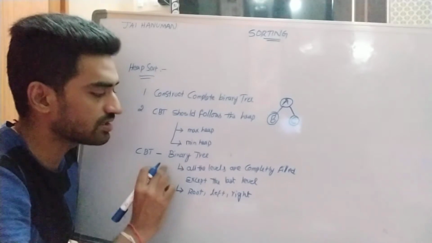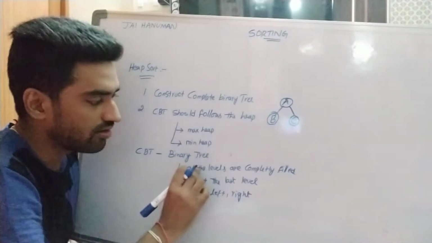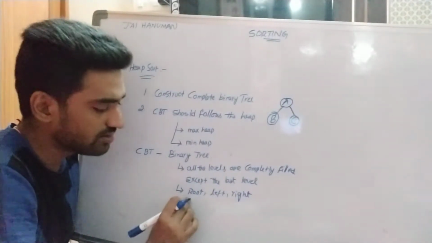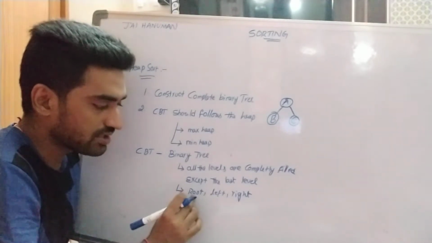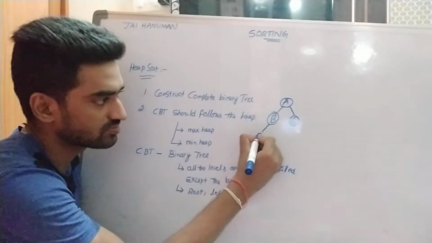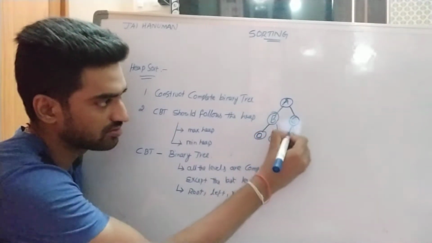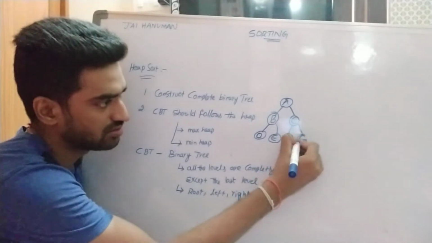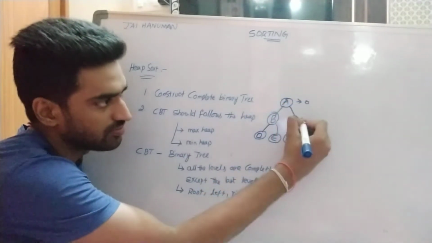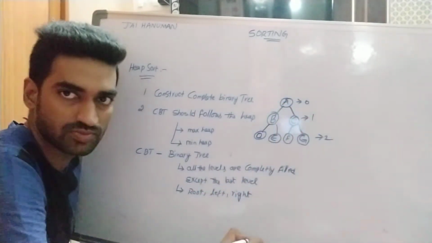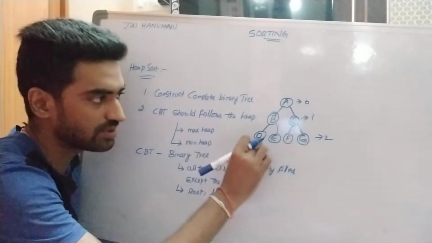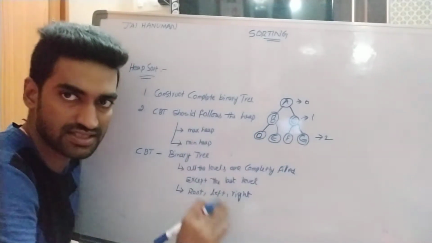So what is a complete binary tree? A complete binary tree is a binary tree, all the levels are completely filled except the last level. And what is the order for a complete binary tree? Root, left, right. So for suppose I am taking this example. This is a complete binary tree. Why? Because level 0, level 1, level 2. So all the levels are completely filled except the last level. The last level of leaf nodes does not contain any children, right?